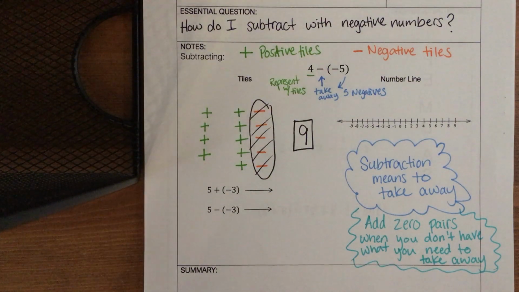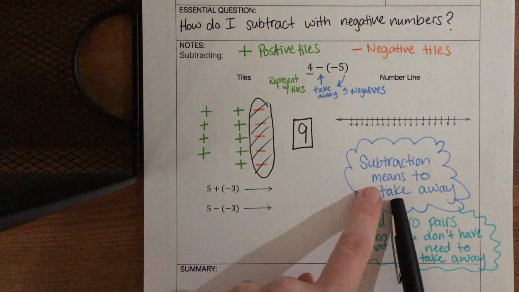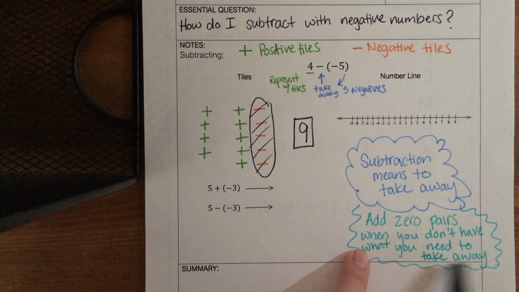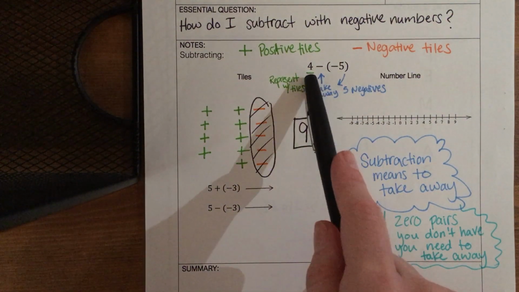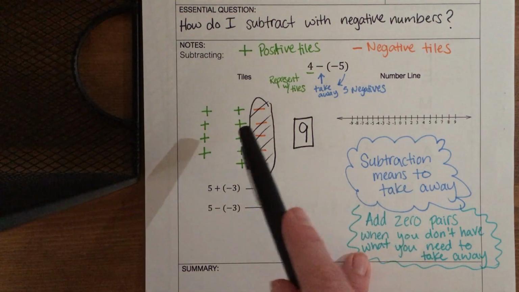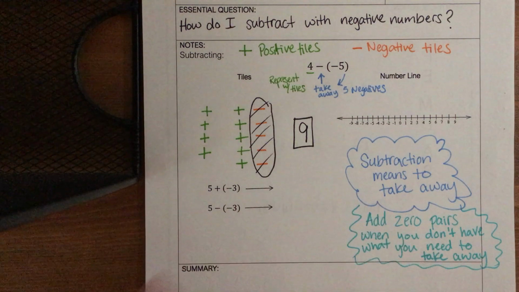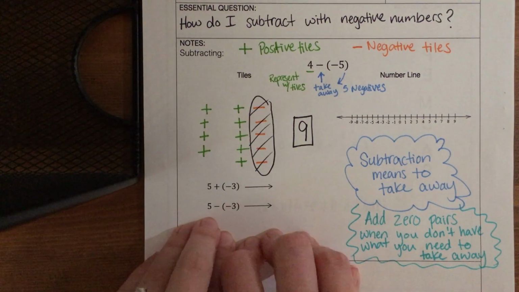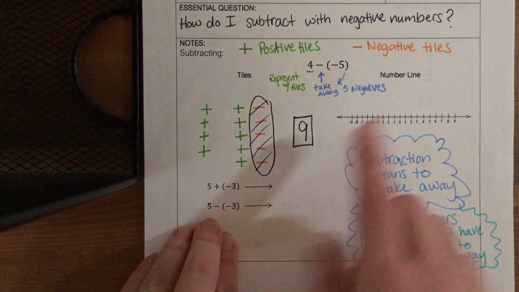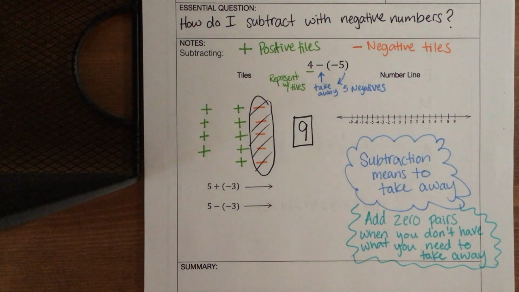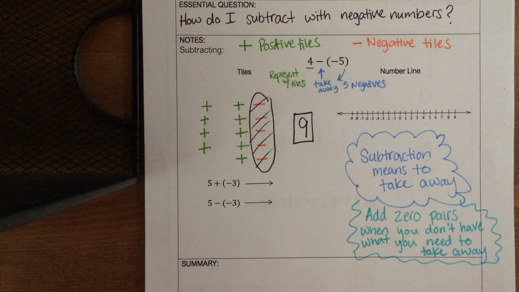So the biggest things to remember here, subtraction means to take away. If you don't have what you need to take away from your first number, then you're going to need to add in those 0 pairs so that you have the numbers to take away. If you are not sure that you're liking this tile method, or if you're just wanting to check it out and see if you like it better, you can go watch the number line videos if you'd like. But otherwise, if this is working for you, then I want you to jump into this method and be using it when we're solving our subtraction problems.